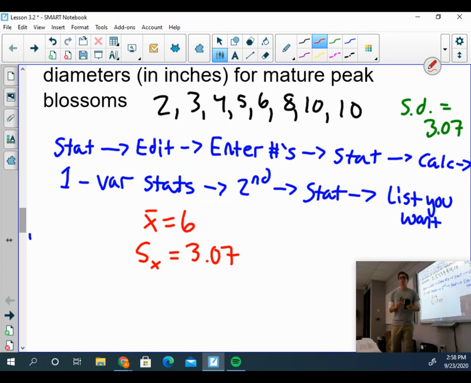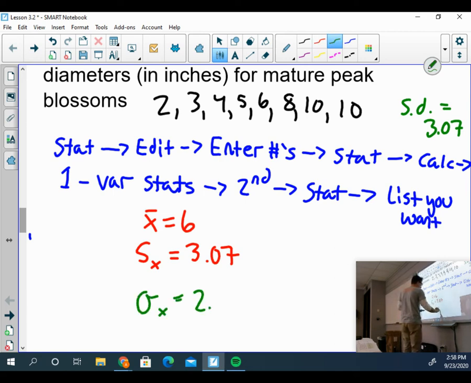We are going to do it a million times. You need to know how to do this. Write down these steps. Pause the video at this point and try it on your own. Enter your own list of data and make sure you can get the standard deviation. Okay? Very important.